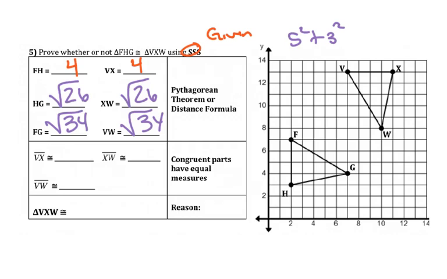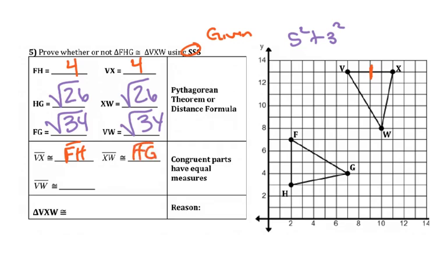And we're not actually going to do really any independent ones this year. VX is congruent to what? So what is that congruent to? And we find out that it's congruent to FH. And XW is congruent to HG.